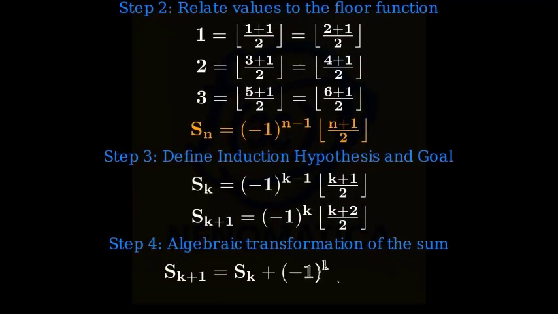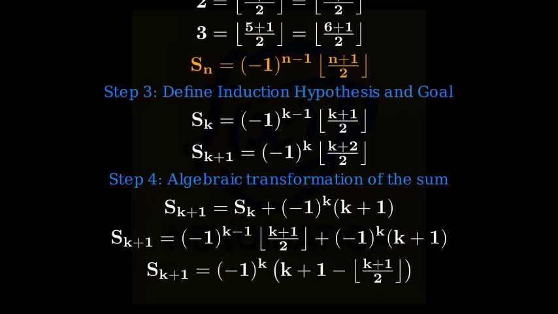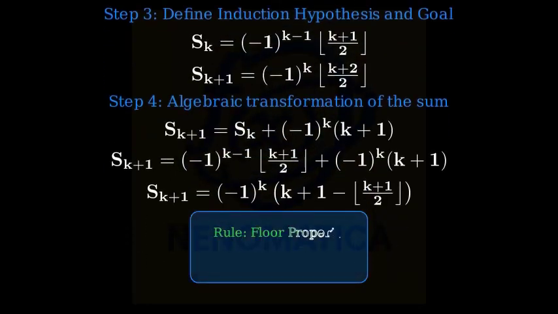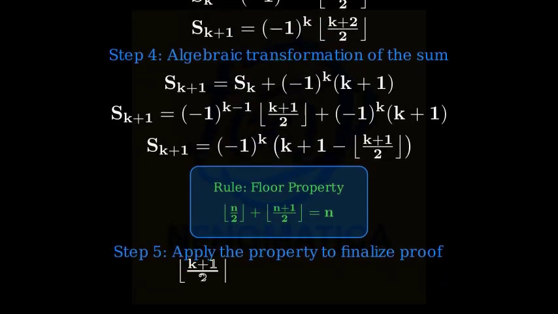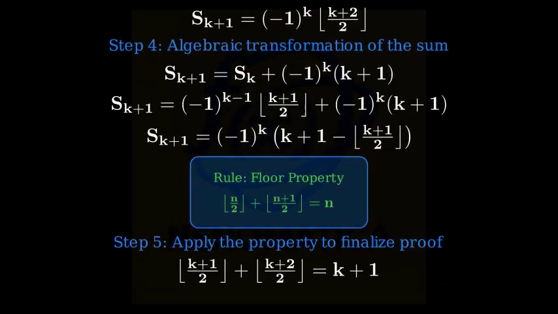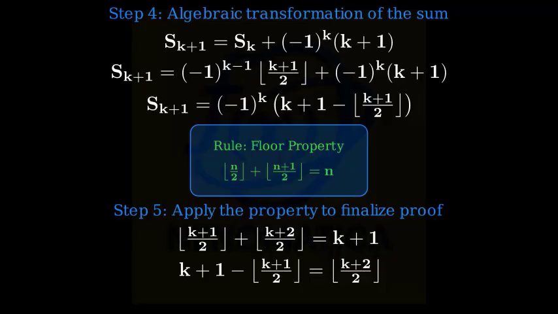S sub k plus 1 equals s sub k plus (negative 1) to the power k times k plus 1. Substitute the hypothesis. Factor out negative 1 to the power k and isolate the changing orange part. Step 5. Apply the floor identity with n replaced by k plus 1. The floor of k plus 1 over 2 plus the floor of k plus 2 over 2 equals k plus 1. Therefore, k plus 1 minus the floor of k plus 1 over 2 equals the floor of k plus 2 over 2.